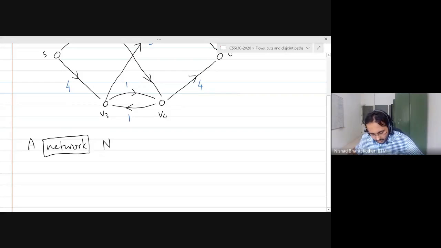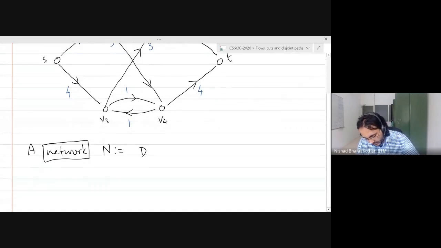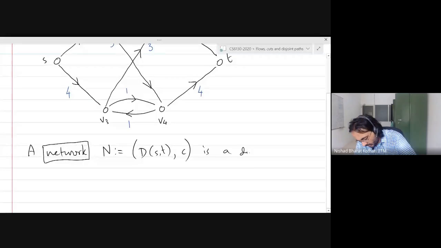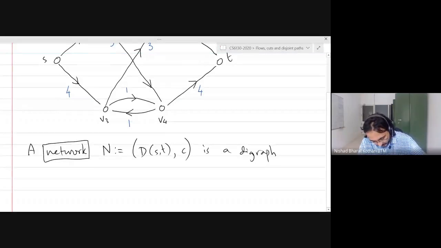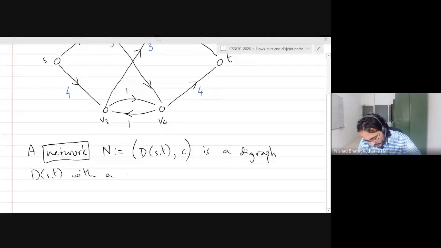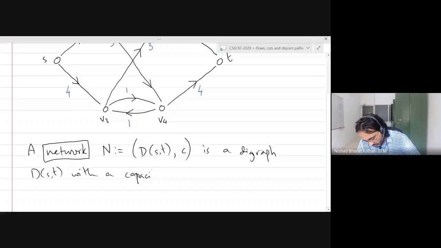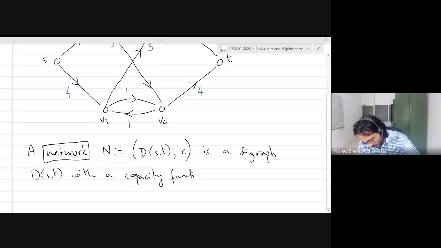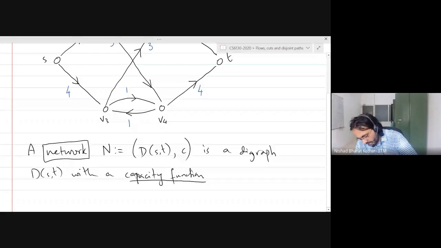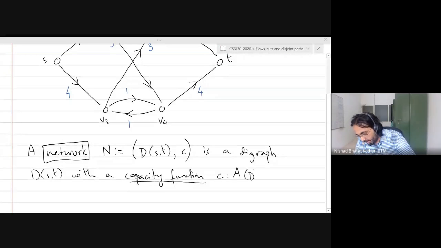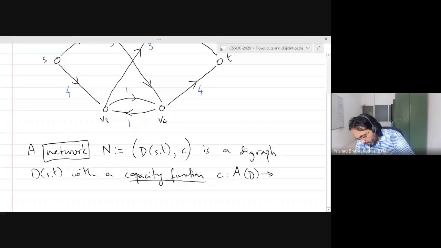Okay, so a network N, we are going to have a directed graph D with a source and a target, S, T. But in addition to this, we are going to have a function which is called the capacity function. So it is a directed graph with a capacity function C, which takes any arc of the directed graph and gives it a non-negative real number.